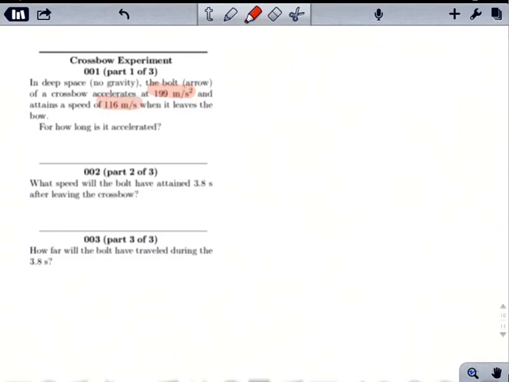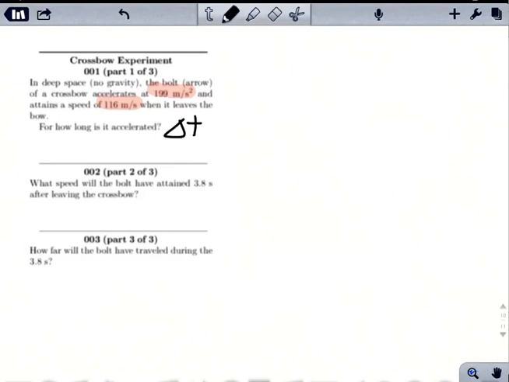For how long is it accelerating? So what we're searching for is our delta t, or change in time. Now, what we have to look at is the information that it gives us and the information that it doesn't give us. So we'll first write down our given.